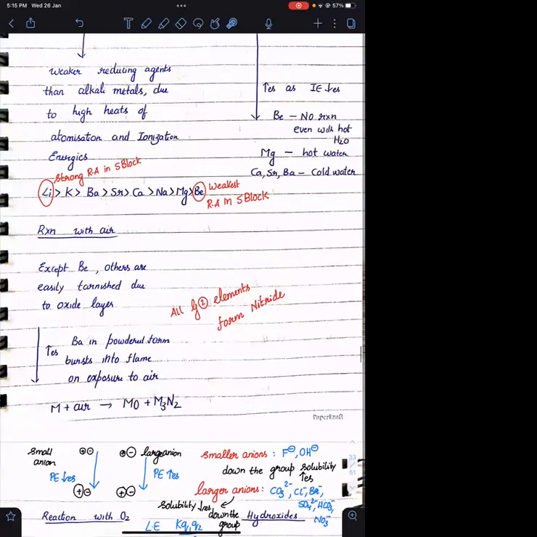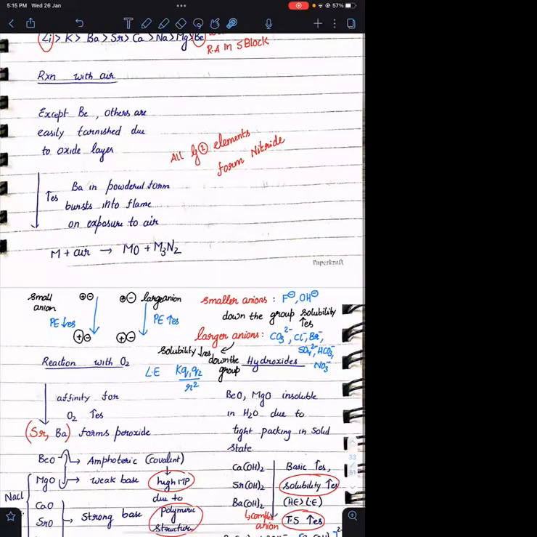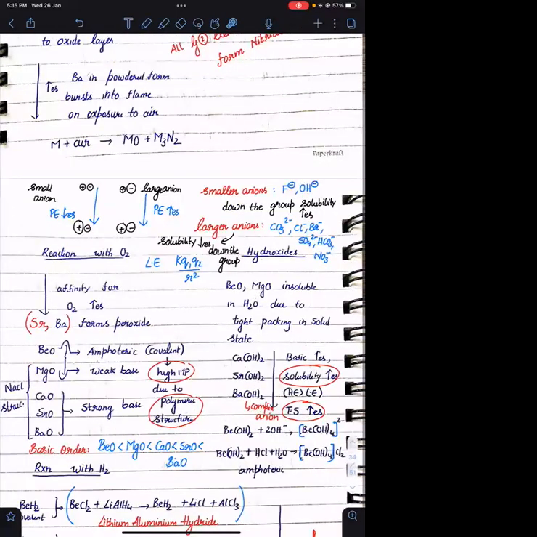Reaction with air: except beryllium, the others are easily tarnished because of formation of an oxide layer. Beryllium being less reactive, its affinity with oxygen is also less. Down the group, the affinity with oxygen increases. This means the rest of the elements, beryllium, magnesium, calcium, have affinity only for a single oxygen. Down the group, as the reactivity increases, strontium and barium can also form peroxide.